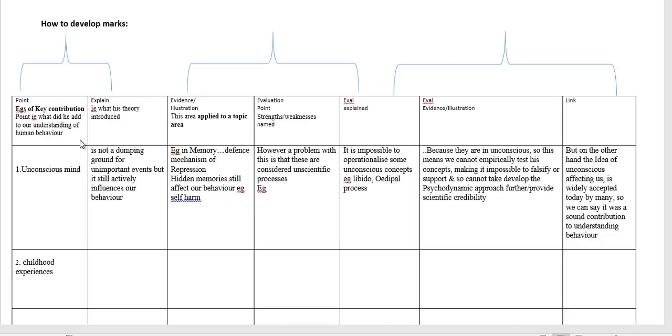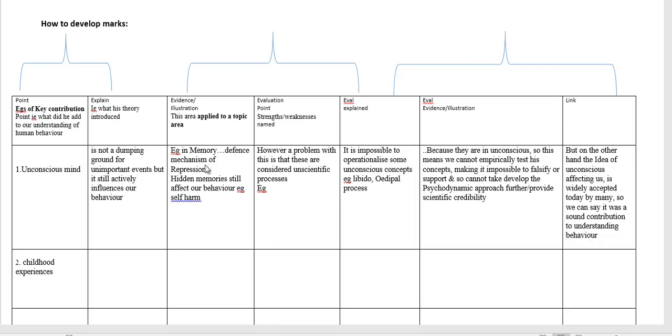So what did he bring to our understanding of human behaviour? Right, we're literally going to name it. We're going to flag that up to the examiner. Okay, so we're going to say one contribution is understanding of the unconscious mind. We need to explain that. What do we mean by that? Well, it's not a dumping ground for unimportant events, as was previously thought, but it's still actively influencing our behaviour.